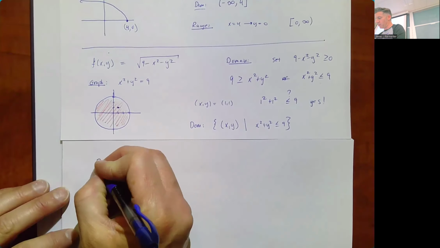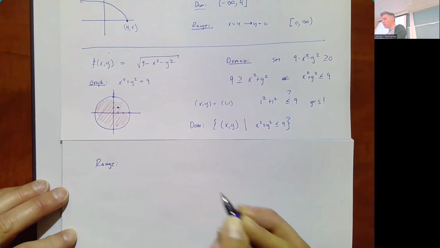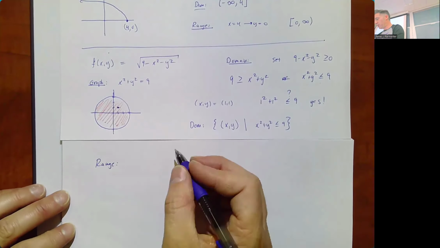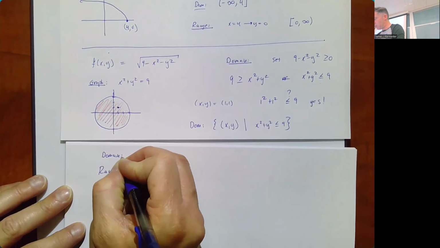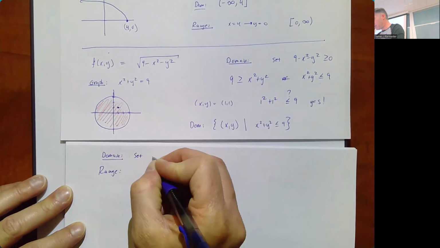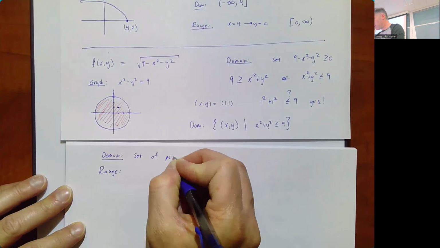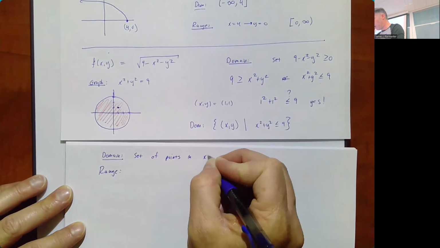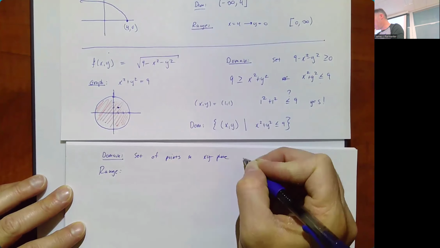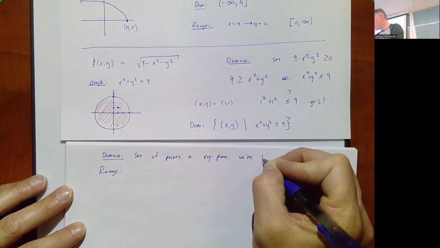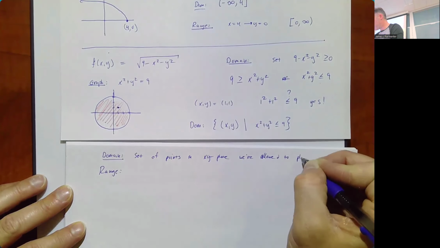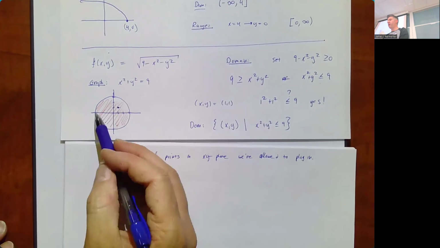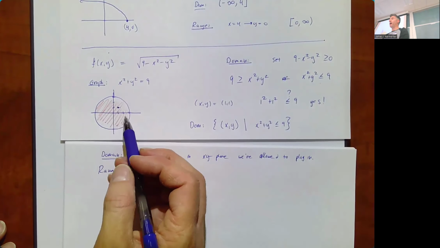So range is a little bit more interesting. So range, actually, sure. So domain generally is the set of points in the XY plane that we are allowed to plug into our function. So every point here is cool, and any point outside of there is not okay.